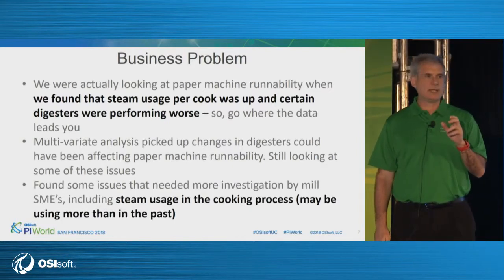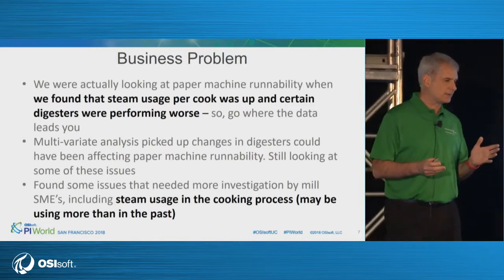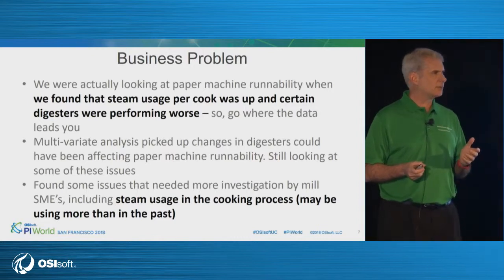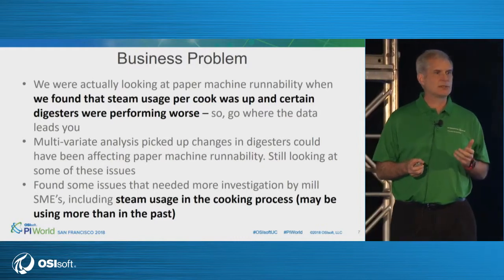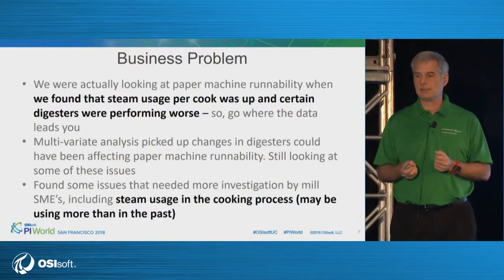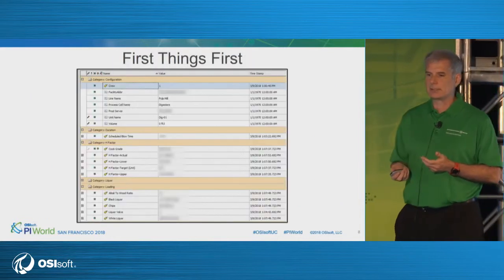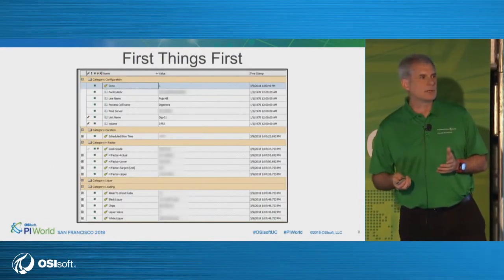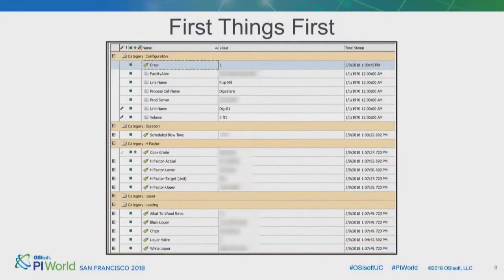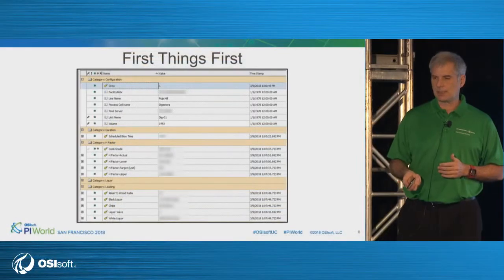Now, as we were looking at it, the digesting process is very complicated, but it turned out that we started seeing some inconsistencies over time around steam usage, so we wanted to delve into that because steam is one of the more costly parts of the process. So first things first, like you saw Mike talk about before with the brown stock washers, we want to do analytics. We need to summarize the data, so we have to put some context around the data. So we essentially built out our asset framework around the digesters. This is some of the work that I had done originally.